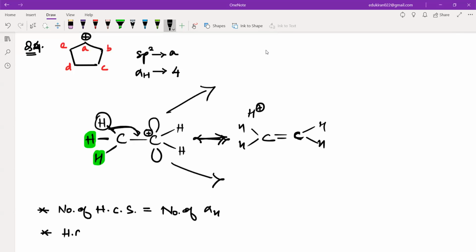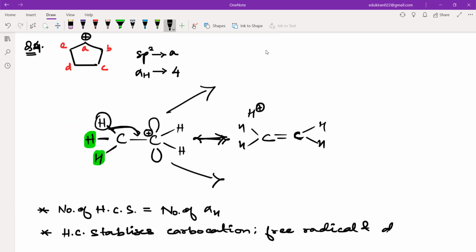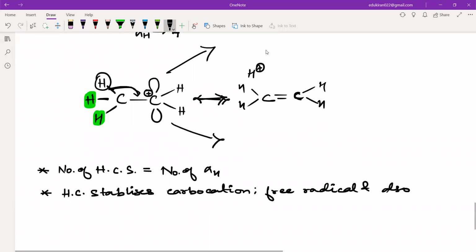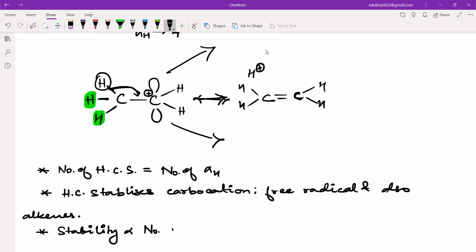So hyperconjugation stabilizes carbocation, free radical, and also alkenes, if I have to compare the stability. And stability will be directly proportional to the number of alpha hydrogens. Write this down. Let me know if you're done.